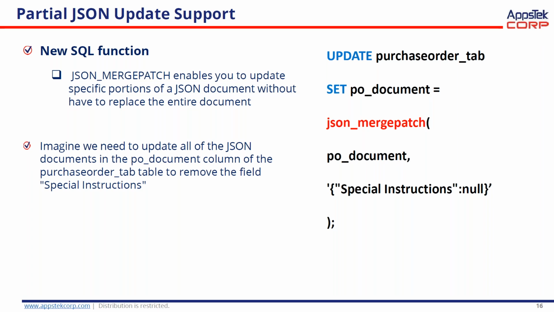So you don't have to replace the whole document and load it again. You can just do a simple update statement and it will update that particular part of the JSON document. That will be a great feature which is introduced in the 19C database.